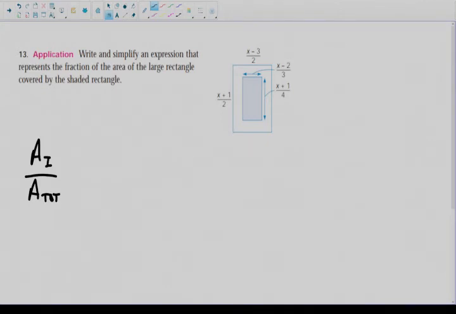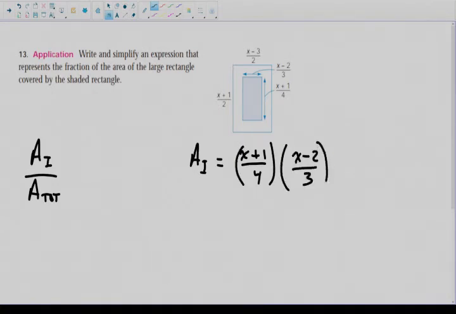So what is the area of the inner rectangle? Well, that's going to be length times width of the inner rectangle, which is x plus 1 over 4, times x minus 2 over 3, and let's multiply those two together. Now we don't want to expand. Again, it's better to have it factored. However, the denominators can come together. Remember, it's top times top, bottom times bottom when we're multiplying, so that's just a 12.